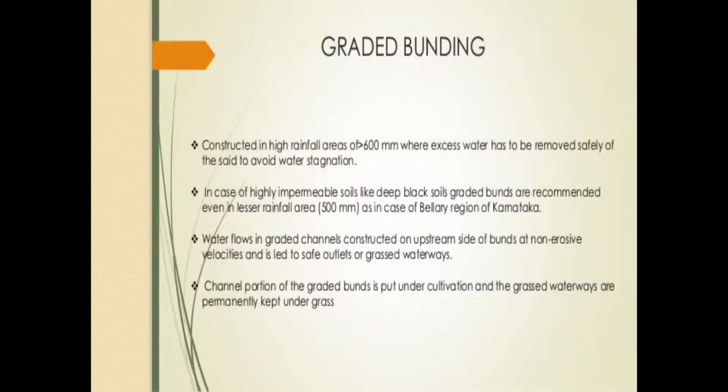Then the next mechanical practice is the graded bunding. It is constructed in high rainfall areas, that means those regions receiving rainfall of more than 600 millimeter, where the excess water has to be removed safely to avoid water stagnation. So graded bunding is applicable only in areas receiving rainfall of more than 600 millimeter, and it helps to safely remove the excess water present in the crop.